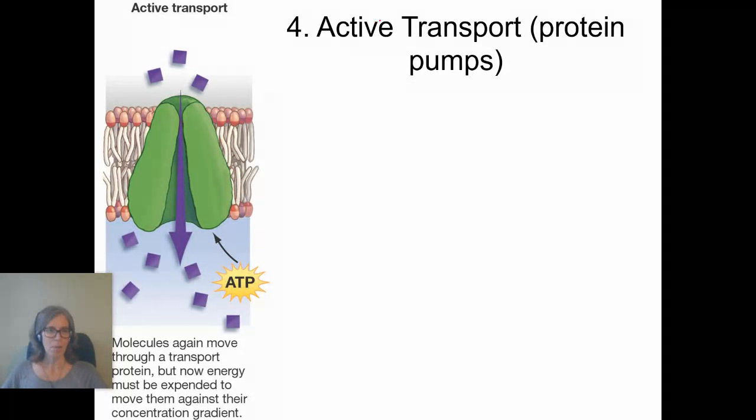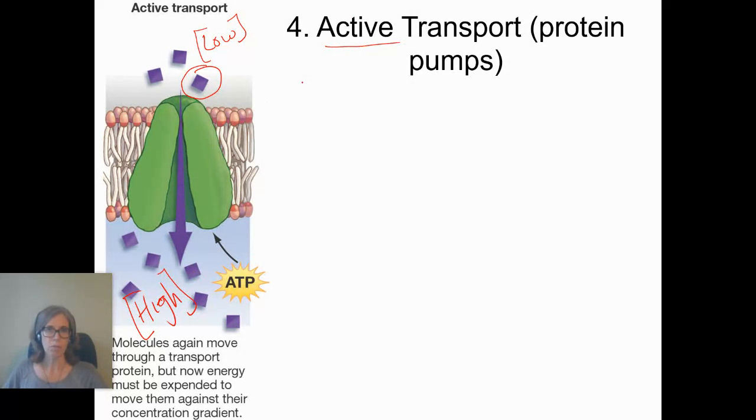Today we're talking about how things move in and out of a cell membrane. Sometimes you need to send materials against a concentration gradient. So if you look at these purple squares, there's a low concentration of them here, and here you have a bunch of them. That's a high concentration. And so occasionally, or maybe even often, you need to move materials against a concentration gradient. You would use active transport.